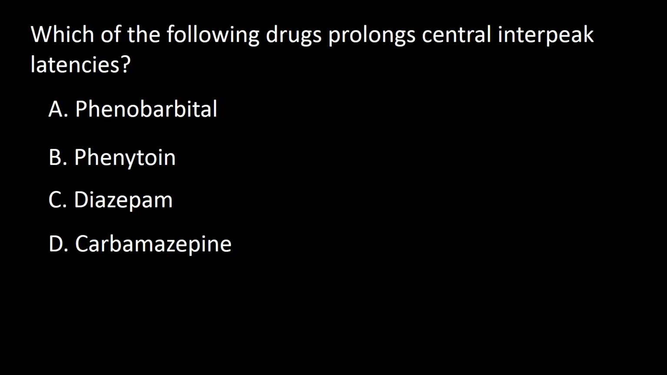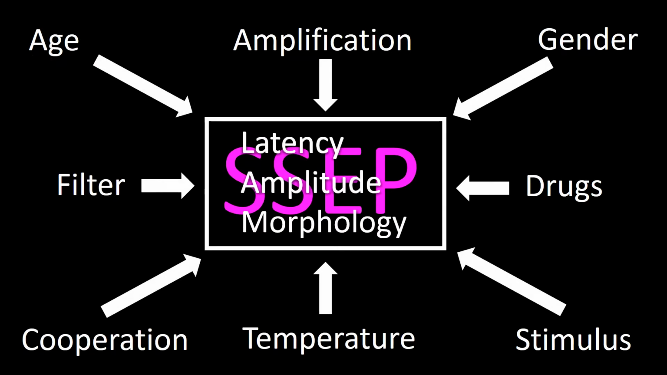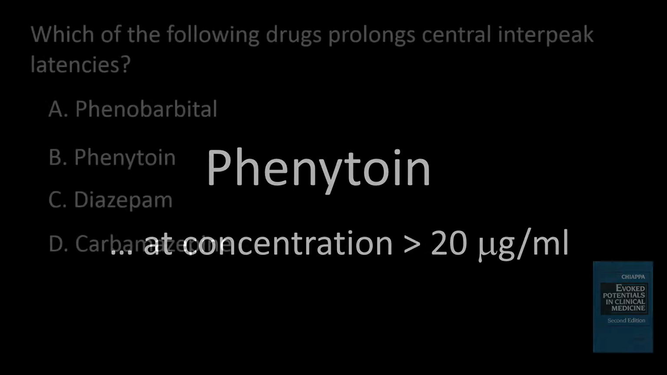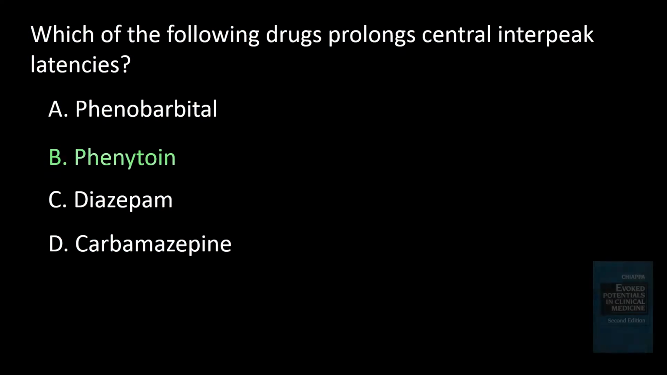Next question. Which of the following drugs prolong central interpeak latencies? A. Phenobarbital, B. Phenytoin, C. Diazepam, D. Carbamazepine. I introduce the general chart again. This time is to talk about the influence of drugs. And the one drug to remember in the list of drugs asked in this question is phenytoin. Phenytoin prolongs interpeak latencies. Other drugs have no effect. Diazepam is a muscle relaxant and often allows better visualization of the wave, but it does not alter interpeak latencies. So the answer to this question is B.